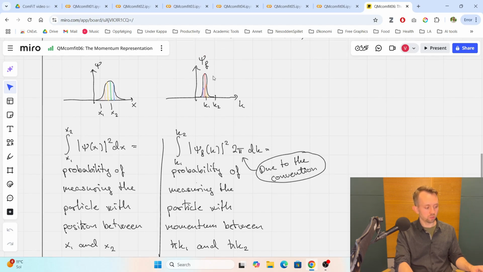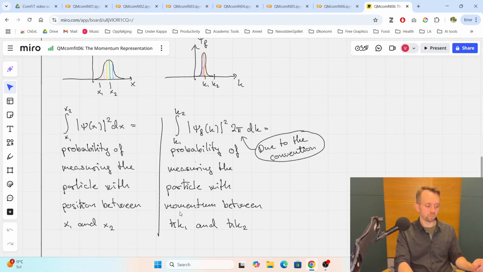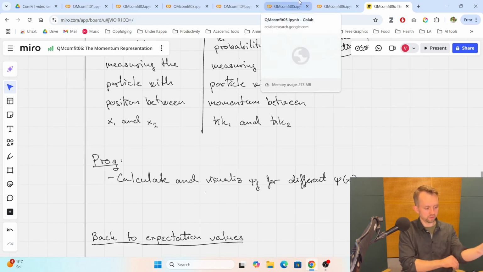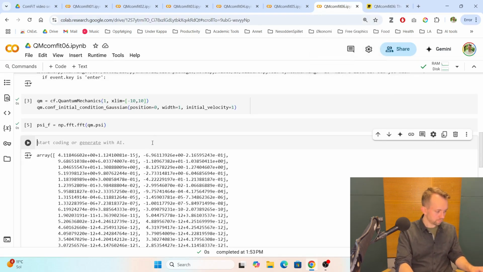In the same way, when we get to the momentum representation, we can say that the integral between k1 and k2 of this function here, and then there is a factor of 2 pi, which just comes from the convention we had with that, is the probability of measuring the particle with momentum between h bar k1 and h bar k2. So let's just calculate and visualize psi f for a couple of different wave functions.